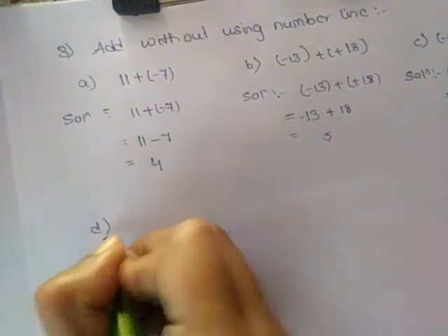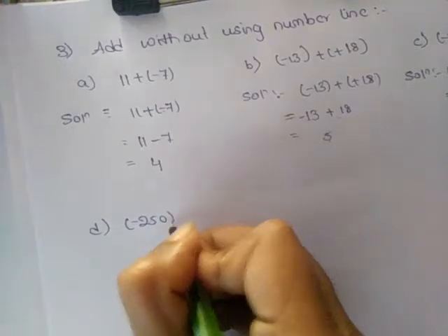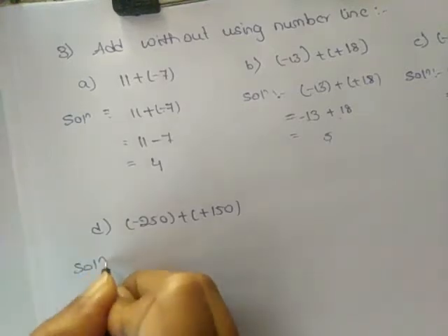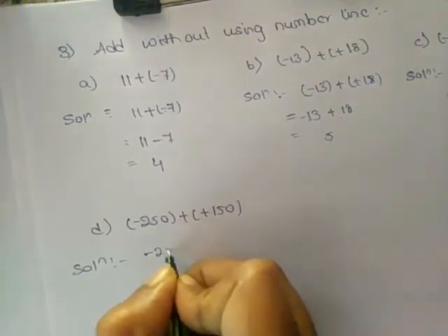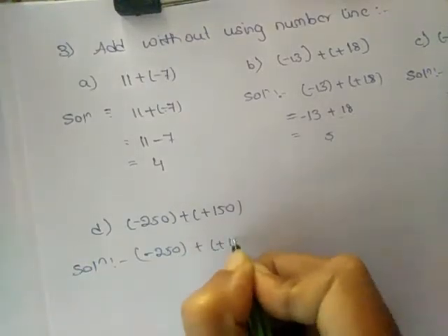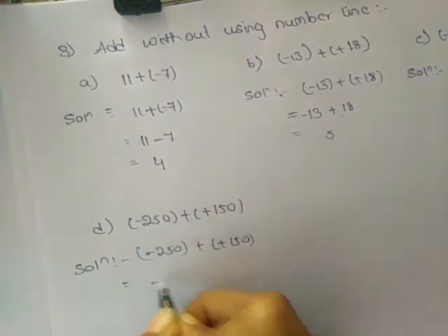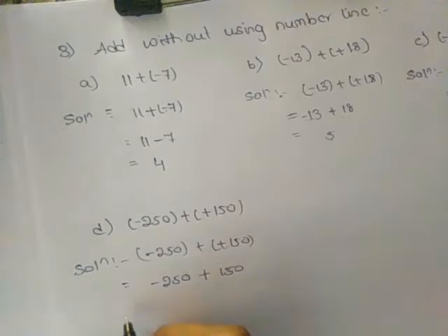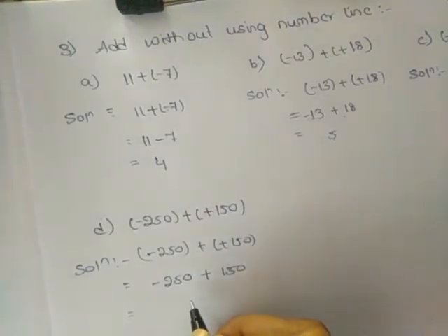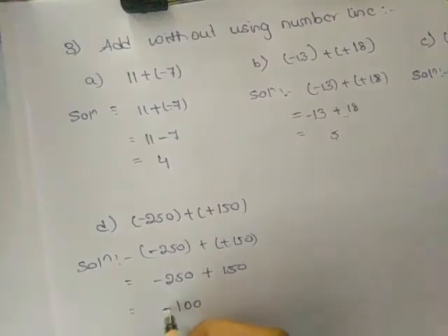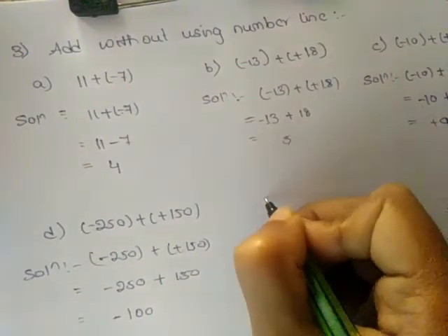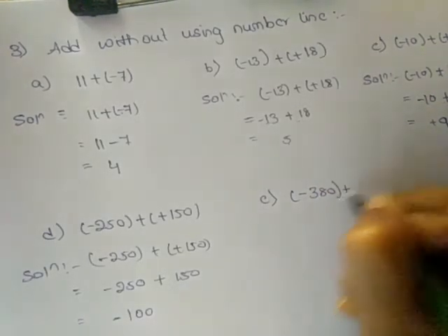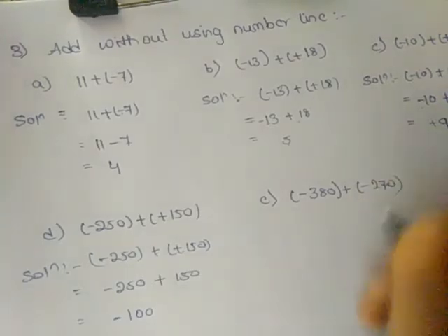Then D1, minus 250 plus of plus 150. Solution, minus 250 plus of 150. We'll keep minus 250 as it is. Plus into plus, plus 150. Having the different signs, right? So we'll subtract. We'll get 100. Bigger number sign, minus. Then E1, minus 380 plus minus 270.